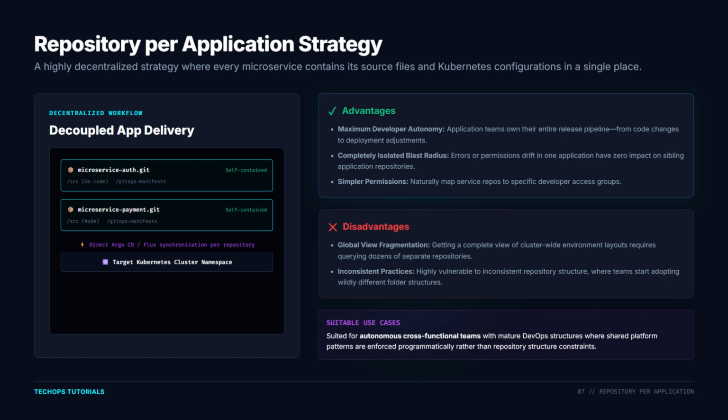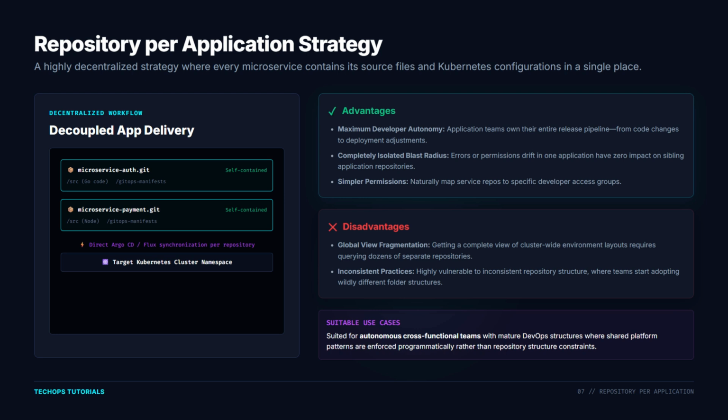The third approach is the repository-per-application strategy. In this model, each application has its own dedicated Git repository. Every repository contains the Kubernetes manifests for that application, and each application is managed independently. This approach gives application teams more ownership. They can manage their own changes without affecting other applications, and permissions can be controlled for each repository separately.